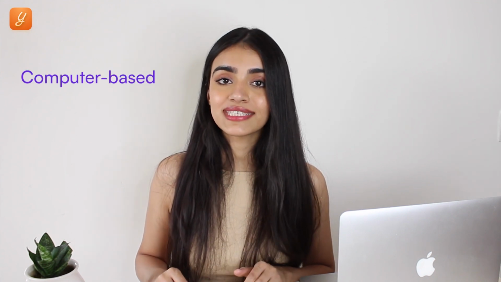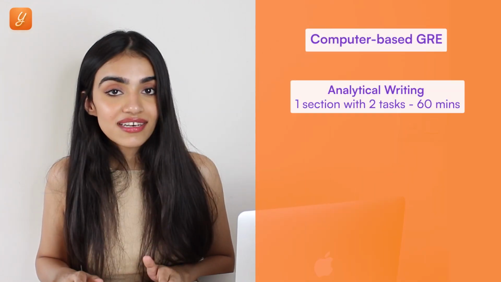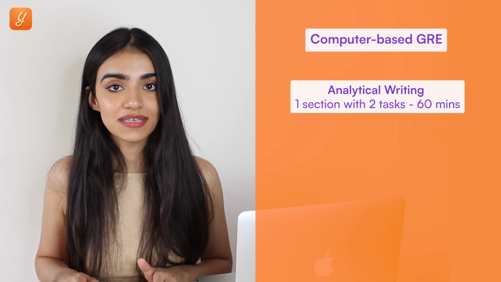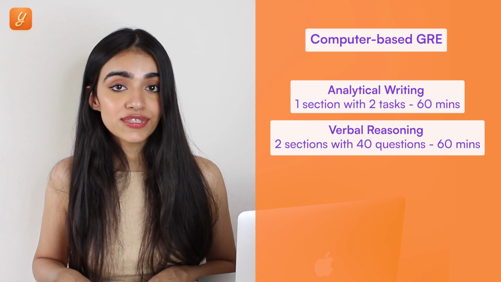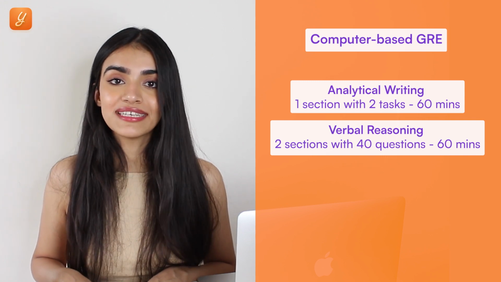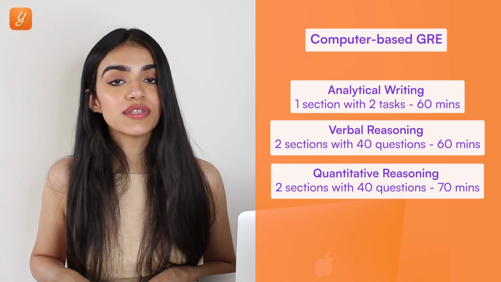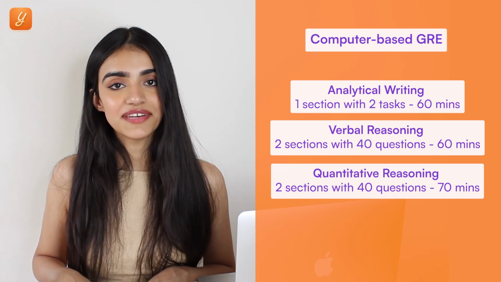One essential thing that you need to know before we move on is that there are two types of tests, computer-based and paper-based. So I'll be discussing both of the patterns separately. First is computer-based GRE. Analytical writing has one section and two tasks to be completed within 60 minutes. Verbal reasoning has two sections with 40 questions to be completed within 60 minutes. Quantitative reasoning has two sections with 40 questions with a time limit of 70 minutes.